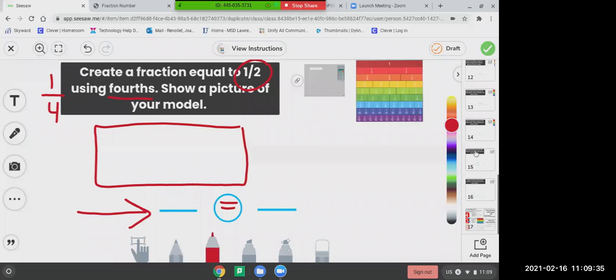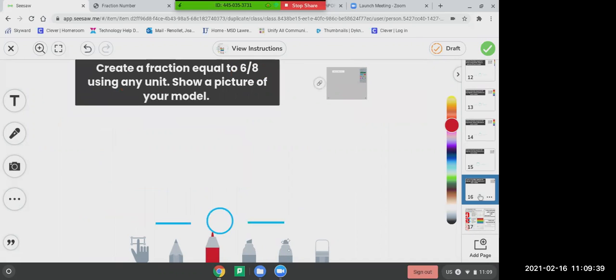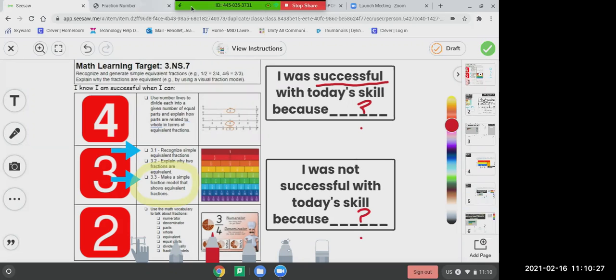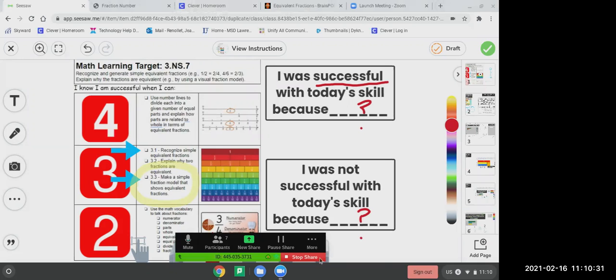You need to finish all of the slides. 16 is your last problem to try. And then on slide number 17 is a reflection. Today we practiced recognizing simple equivalent fractions, and mostly you practiced making a simple fraction model that shows equivalent fractions. Tell me today, were you successful with today's skill? Or were you not yet successful? Don't forget to fill in your why. How did you know that today you were successful or not yet? That is your independent work for today. When you are finished, you will turn in your work with the green check.